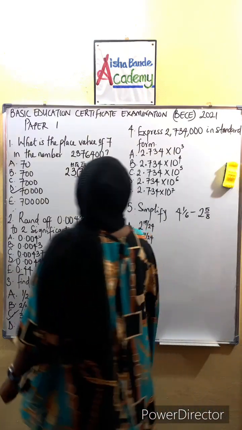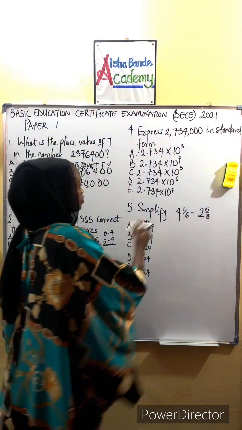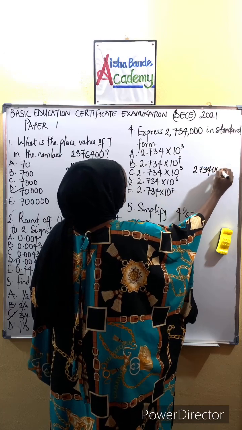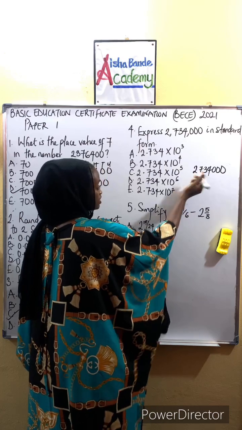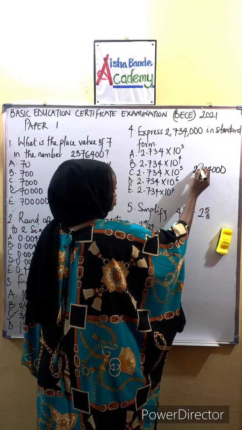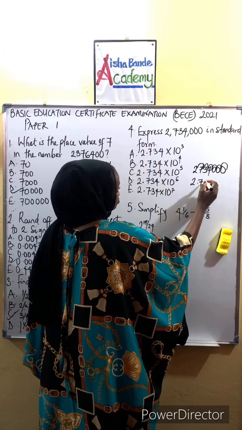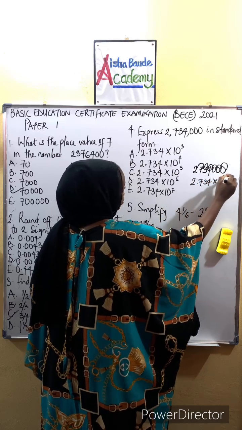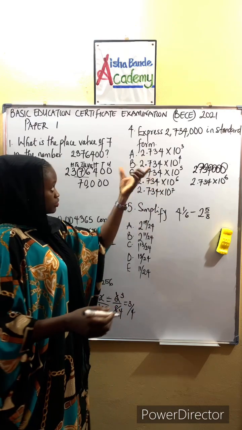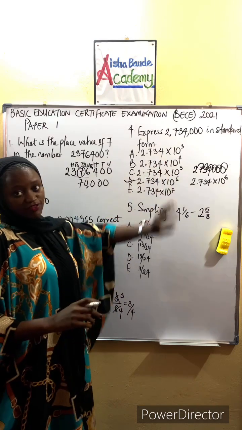So moving on to number 4 now, we have express 2734000 in standard form. So all we need to do is to bring out the figures, which is 2734000. So we start counting after the first number here, and we move to our right, okay? So it's going to be 1, 2, 3, 4, 5, 6. So here we're going to have 2.734 times 10 raised to the power of 6. So looking at the options, the correct option for this question is option D. Okay, so this is standard form.